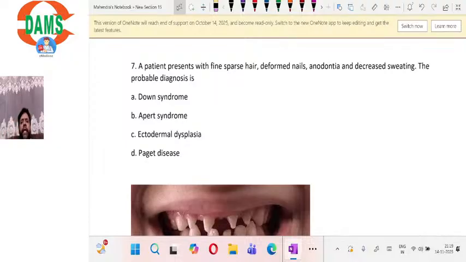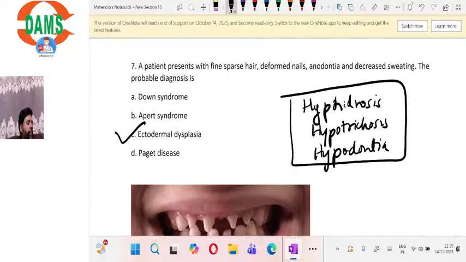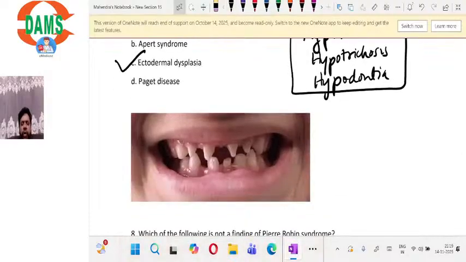Teeth will be very few. Anodontia will be seen. And they have decreased sweating. They have hypohidrosis, that is decreased sweating, hypotrichosis, that is less number of hair, and hypodontia. So this is the triad that you see in case of ectodermal dysplasia. This is again a typical image where I want to show you the less number of teeth, and whichever teeth are there, they are cone shaped or conical shaped teeth.